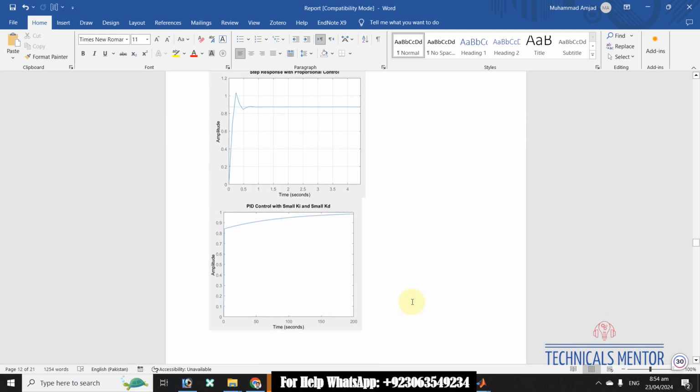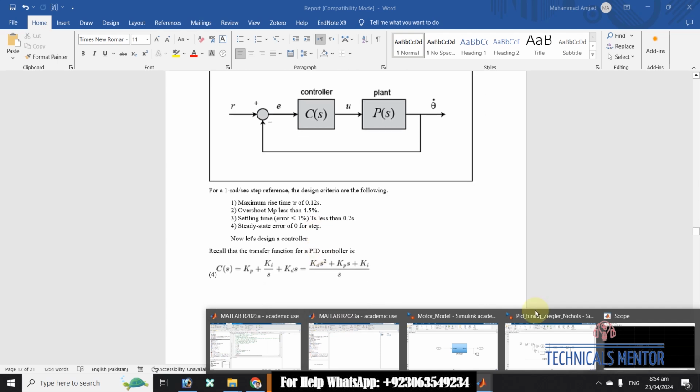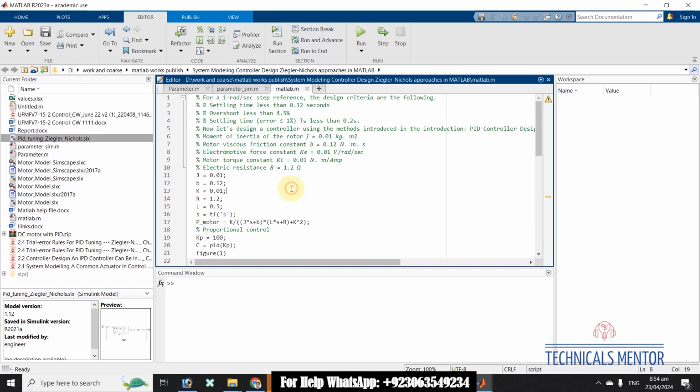Now let's go to MATLAB to see the programming of this PID controller. For 1 radian step reference, the design criteria are the following: rise time less than 0.12 second, overshoot less than 4.5%, settling time Ts is less than 0.2 second. Now let's introduce the design method.